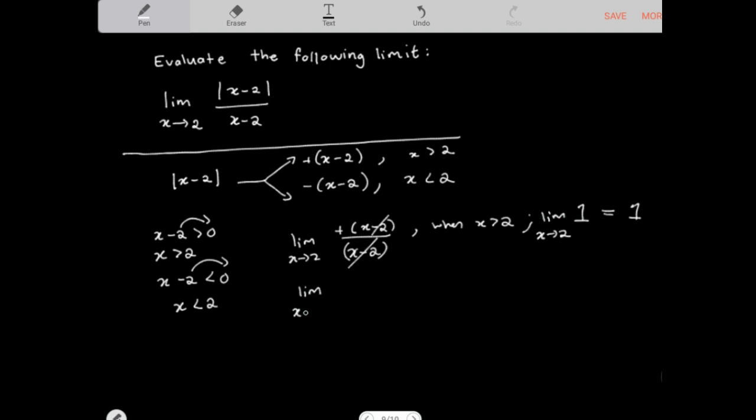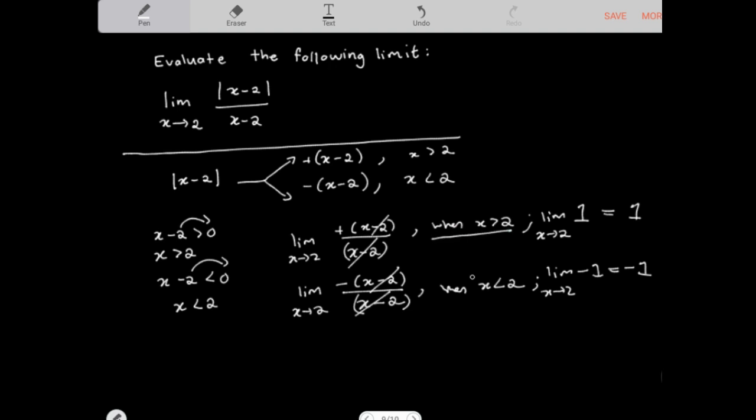In the other case, the limit as x approaches 2, when x is less than 2, we're going to get negative x minus 2 over x minus 2. The two common factors cancel out, and we're basically going to get the limit as x approaches 2 of negative 1, and this will give us negative 1. So you can see that there are going to be two different answers at these two different intervals. That's basically how you would solve one of these absolute value type limit questions.